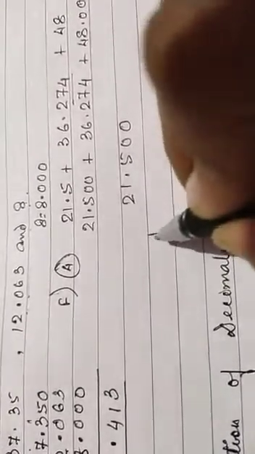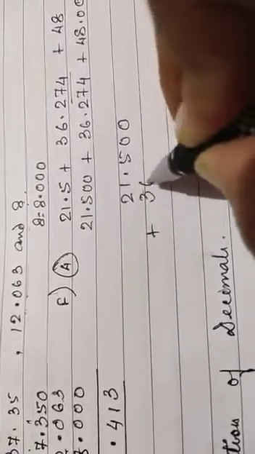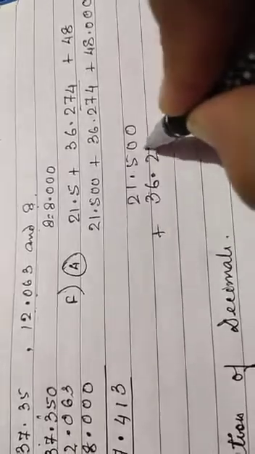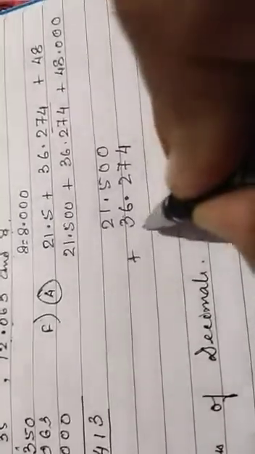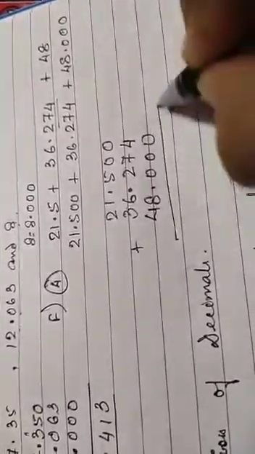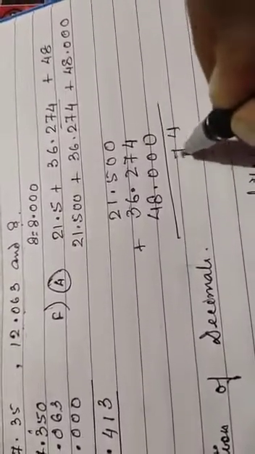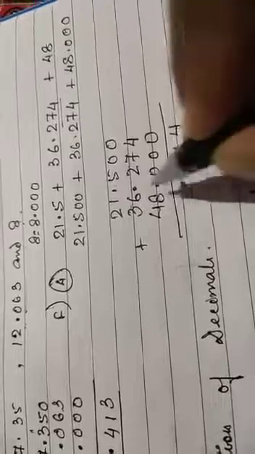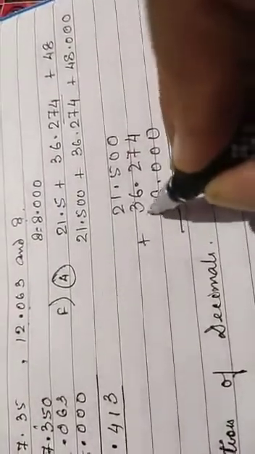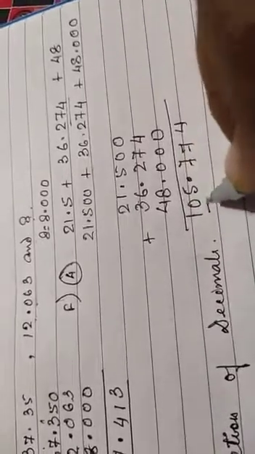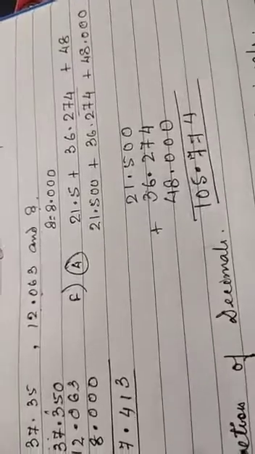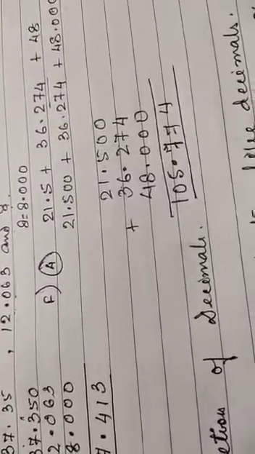21.500 plus 36, decimal line will remain the same, 274, then 48.000. Okay, this is 477, decimal remains here, 8 plus 1, 9 plus 6 is 15, 5, 1, and this is 10, 105.744 is the answer. Clear?